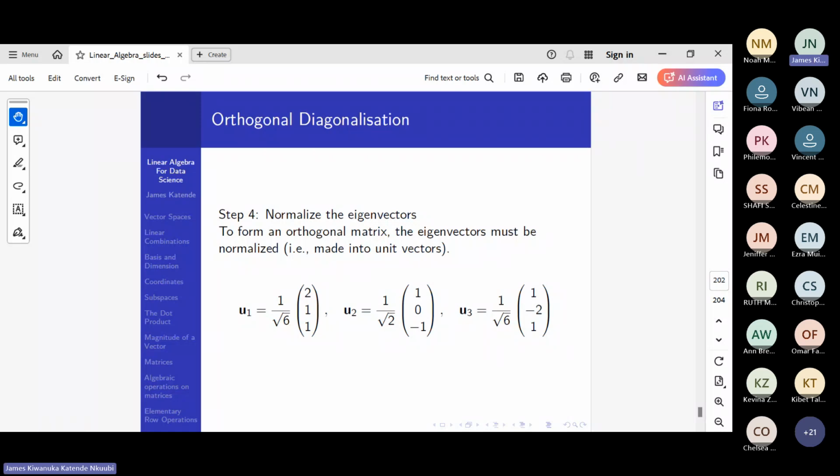Make this a unit vector, it will still be an eigenvector. So we do that for all of them. Turn all of them into unit vectors. Simply divide them by their magnitude, and you will have unit vectors as your eigenvectors.